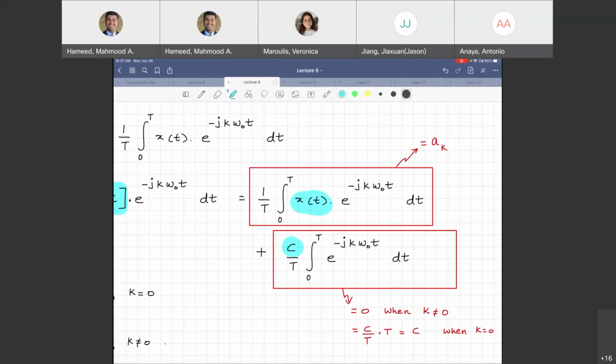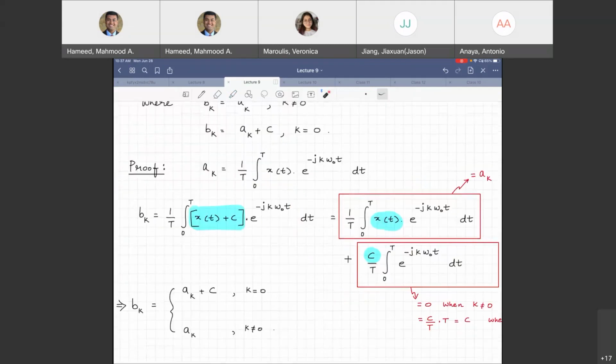So in the first piece, I've got what? 1 over T integration over one time period x of t e to the minus jk omega naught t dt, which is simply A sub k. The second piece of this integration, because of this C term, is C over T, integration over one time period, e to the minus jk omega naught t dt. We have learned that if you are integrating a complex exponential over one time period, the result is going to be 0.